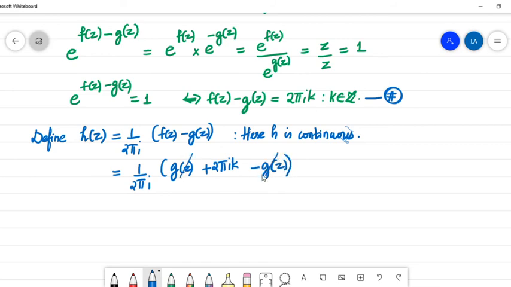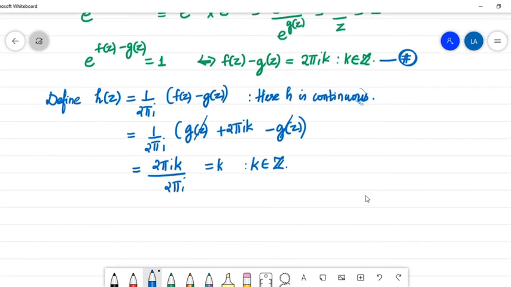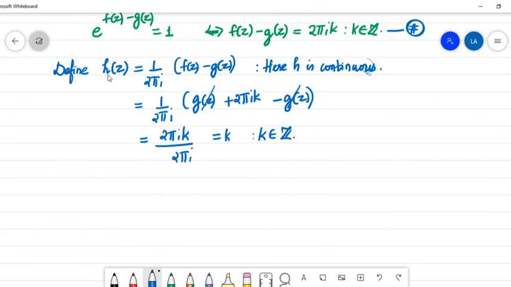So they cancel out, and what you get is 2 pi i k divided by 2 pi i, that is equal to k, where k is varying in the integers. That implies the image of this function h is always an integer. So you're getting something like this: h when applied on G, with z coming from G, will lie inside the set of integers.